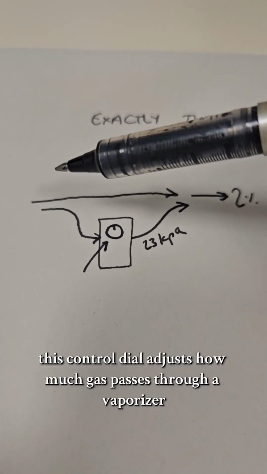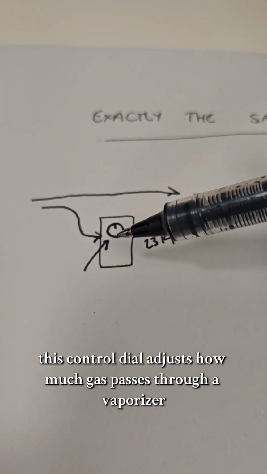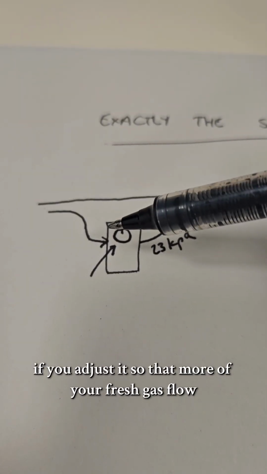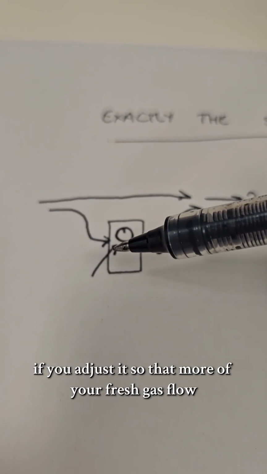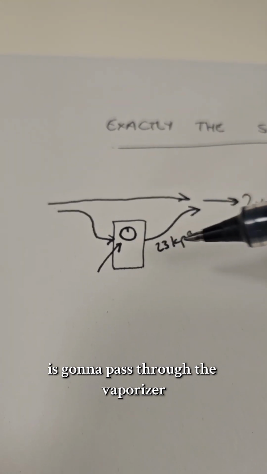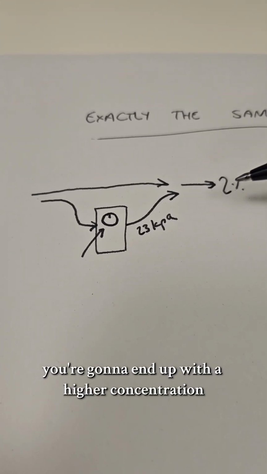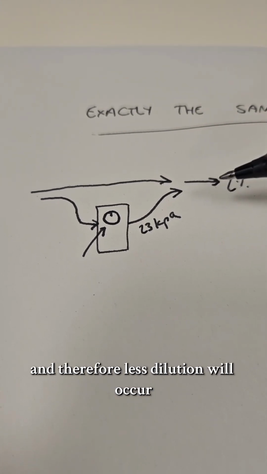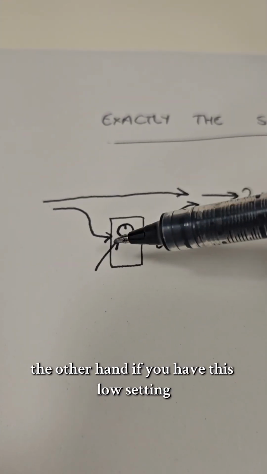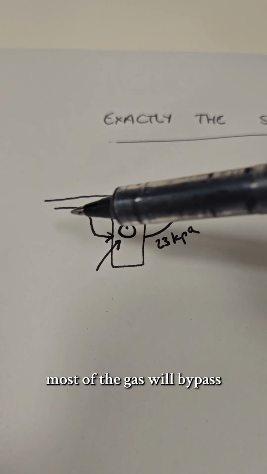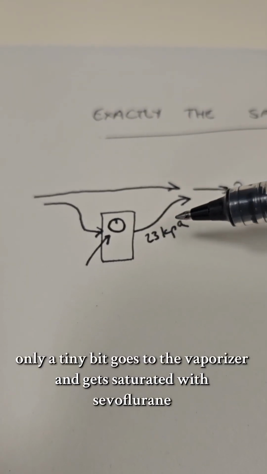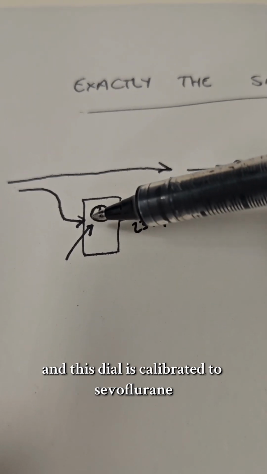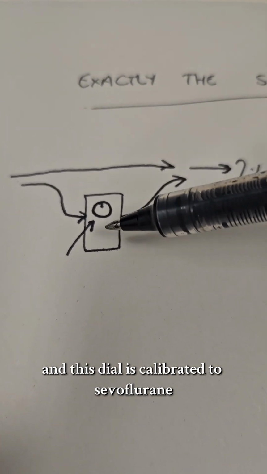This control dial adjusts how much gas passes through our vaporizer and how much bypasses it. So if you adjust it so that more of your fresh gas flow passes through the vaporizer, you're going to end up with a higher concentration, because a greater proportion will be fully saturated and therefore less dilution will occur. On the other hand, if you have this at a low setting, most of the gas will bypass, only a tiny bit goes through the vaporizer and gets saturated with sevoflurane, and you end up with a much lower concentration. And this dial is calibrated to sevoflurane.